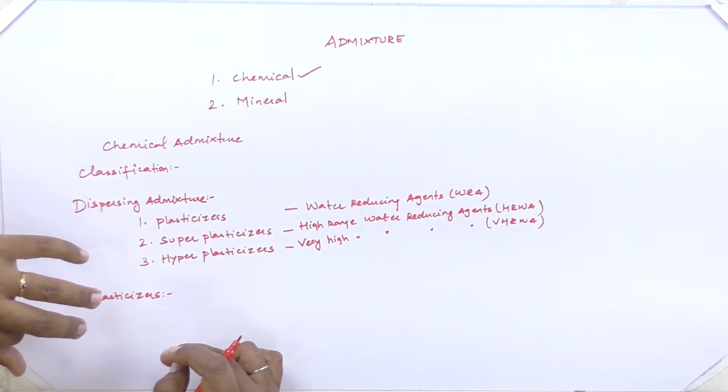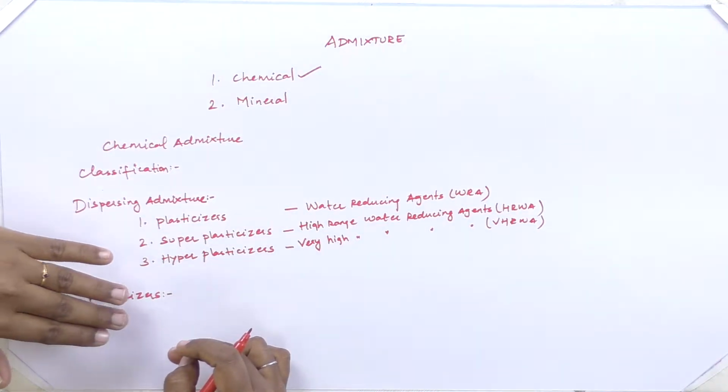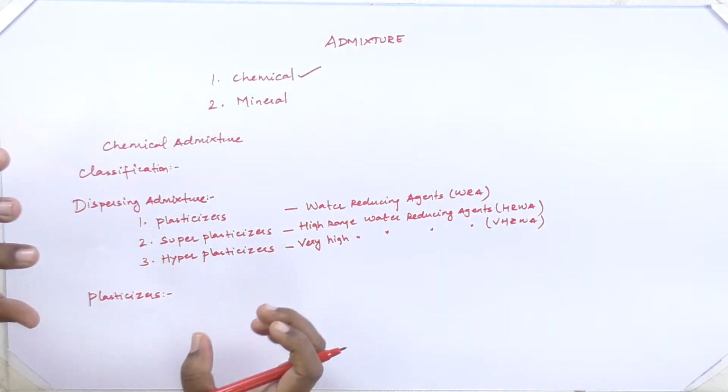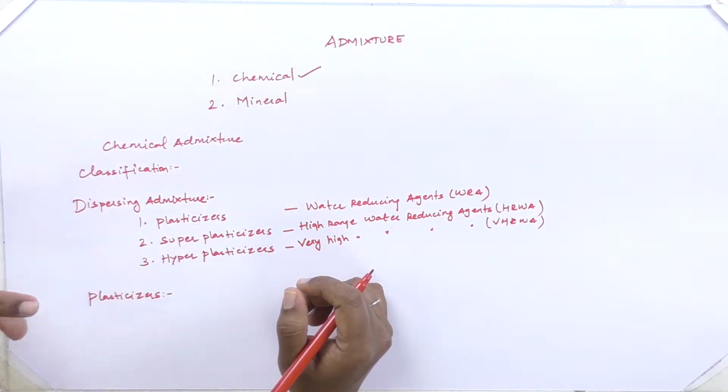These plasticizers can reduce water content in concrete by more than 5% and less than 12%. That is, the main aim of using these plasticizers is to reduce the water content requirement in the concrete. With less available water, they can make the concrete easily workable in a plastic condition. That is the concept of using these admixtures, that is plasticizers in concrete.